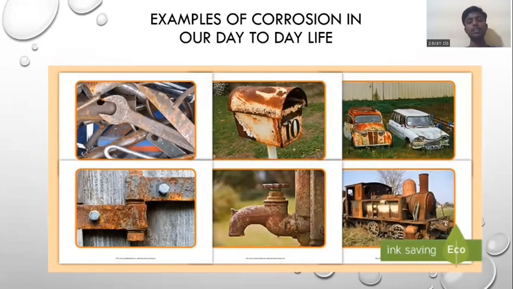Now, these are the examples of corrosion in our day-to-day life. As you can see, the rusting of tools, then small houses, then cars, taps, etc.